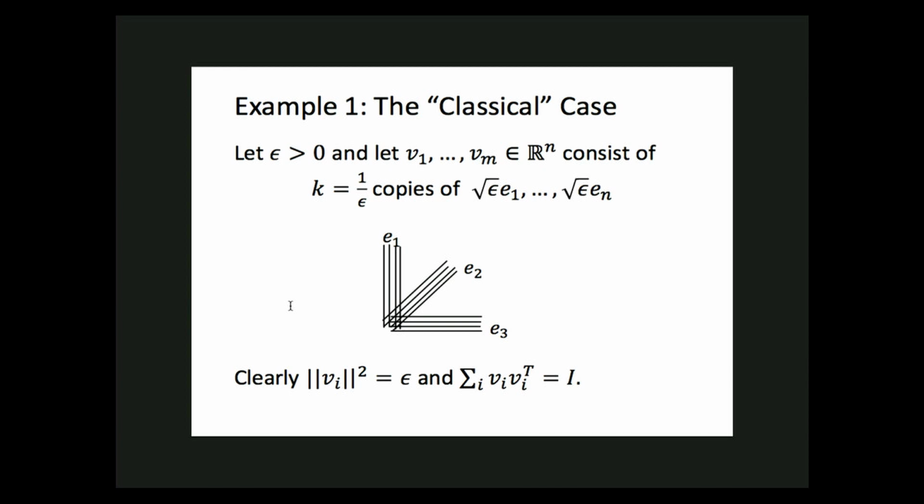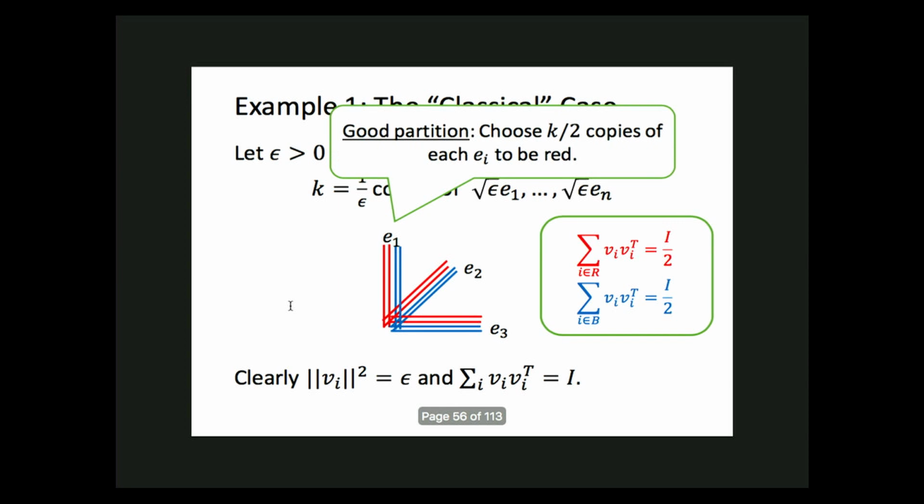So suppose I want to partition this into red and blue. Well, what am I going to do? It's completely obvious. Let's just assume k is an even integer. For each basis vector, I'm just going to make half of them red and half of them blue, right? Because really this is not an n-dimensional problem, it's n one-dimensional problems, right? So for each direction, I'm just going to make half of them red and half of them blue. And then if you do this, the covariance matrices are exactly equal to half the identity, and this is great. This is the best possible partition, right? So this is very easy.